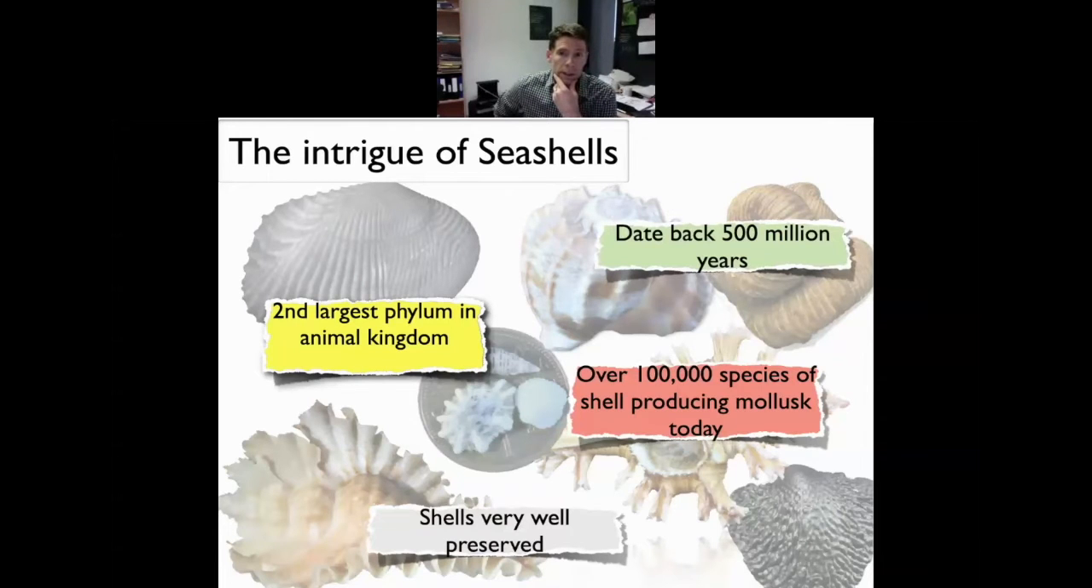what's interesting to note is they come from mollusks. They're built by mollusks, and mollusks form the second largest phylum in the animal kingdom, something like 100,000 different species of shell-producing mollusks today. I use the word seashell, but of course some mollusks might be living on land. Your typical snails in your backyard also fit this category. But mollusks have been around for a very long time, about 500 million years. And so there's a huge abundance in the fossil record, which makes them very interesting. That's partly because the shells are very strong, so they're very well preserved.